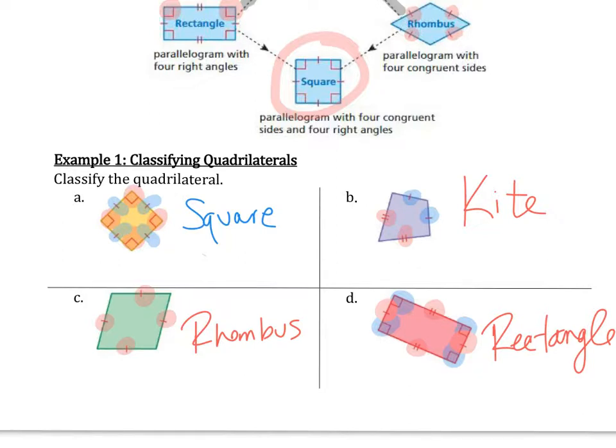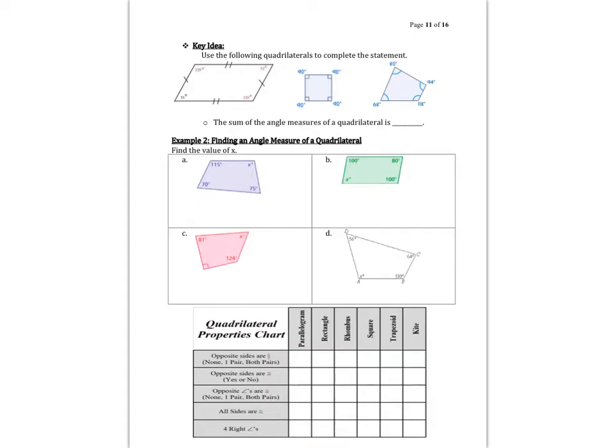So again, when identifying, make sure you're as specific as possible and you're not assuming what you don't know. So again, basing it off of those right angle boxes, the congruent markings, and any parallel arrows if you were to have any.